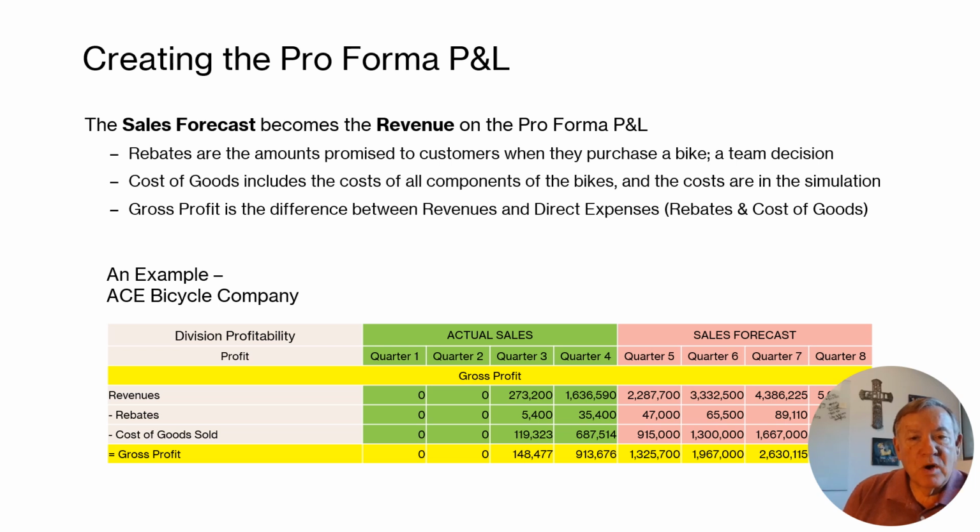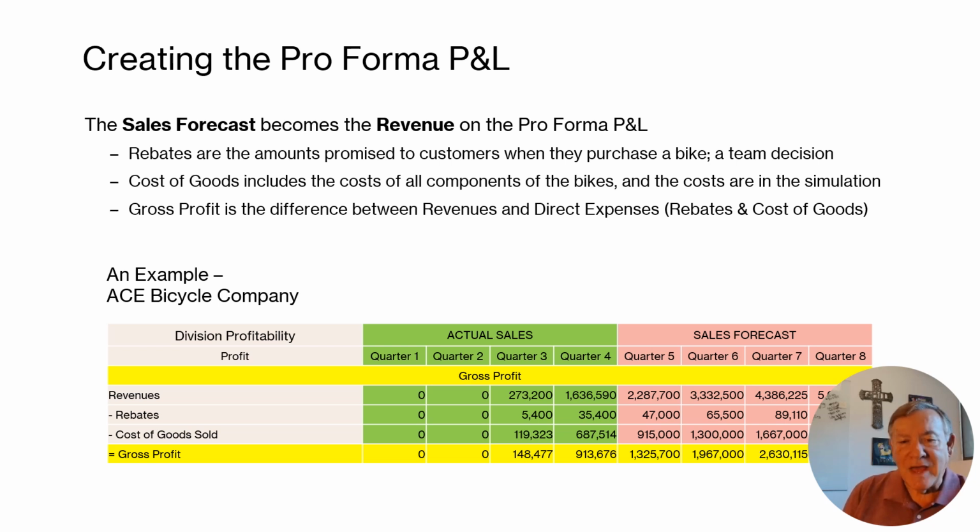To create the pro forma P&L, the sales forecast is going to become the revenue on the pro forma P&L line. So it is really the starting point for the pro forma P&L. And as you can see here, there's a revenue line. Underneath it, we have rebates. Those are going to be taken directly away from revenue because it's money that we send back to consumers. And then underneath that, we have our costs of the good being sold. So this helps us to create what we call the gross profit.